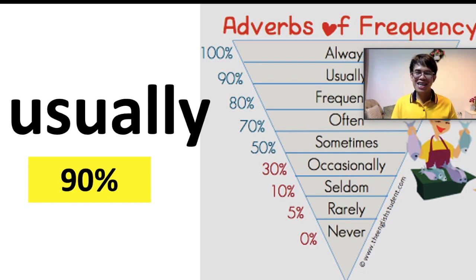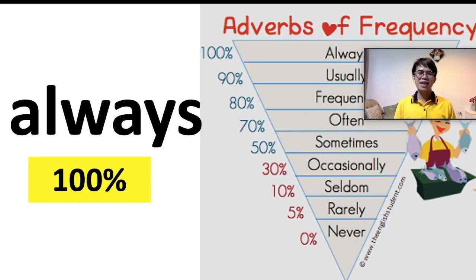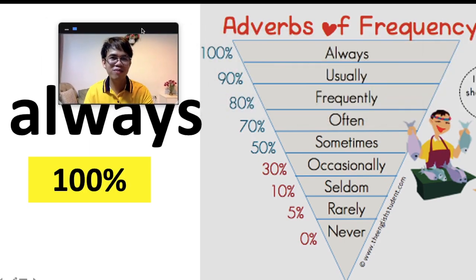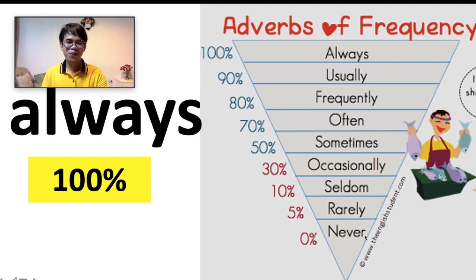90 is for usually. Okay, usually is 90%. And when we say always, it's 100%. So you do it 100%, like all the time. Okay? So we can see here the adverbs of frequency: never, 0%; rarely, 5%; seldom, 10%; occasionally, 30%; sometimes, 50%; often, 70%; frequently, 80%; usually, 90%; always is 100%.